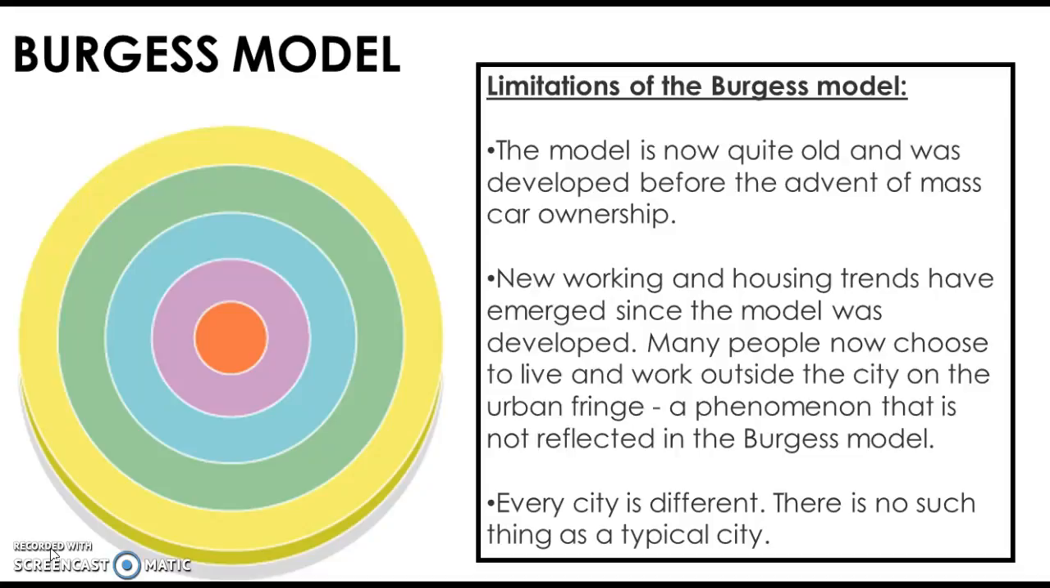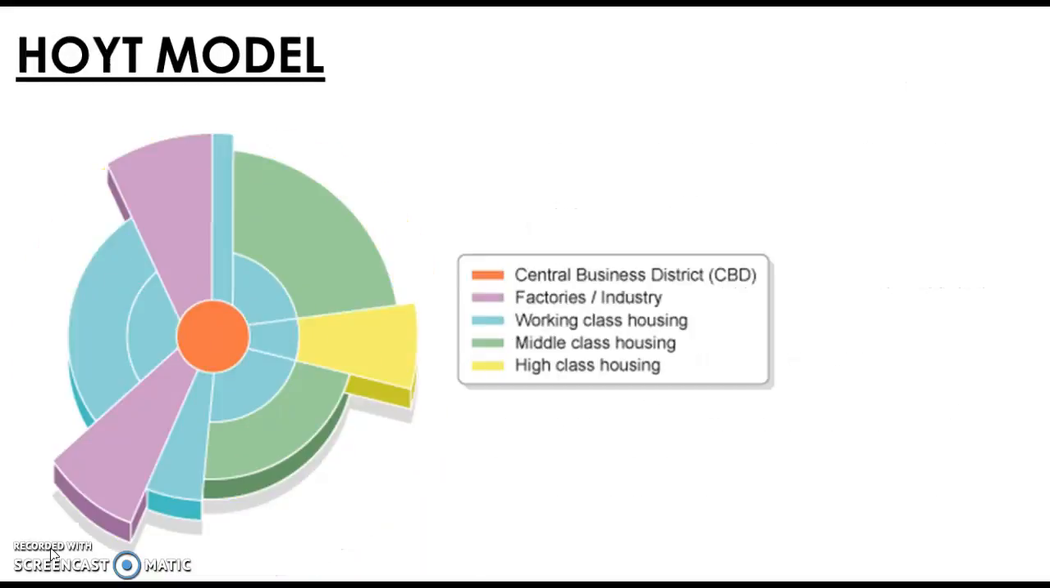Every city is different. There is no such thing as a typical city, so trying to simplify what a city looks like into one model that fits all is actually impossible. A few years later, Hoyt got in on the act and decided that he was going to amend the land use model and reflect the changes that happened in terms of transport. He uses the same categories as Burgess, but as you can see, it's now divided into sectors as well as having the concentric rings.